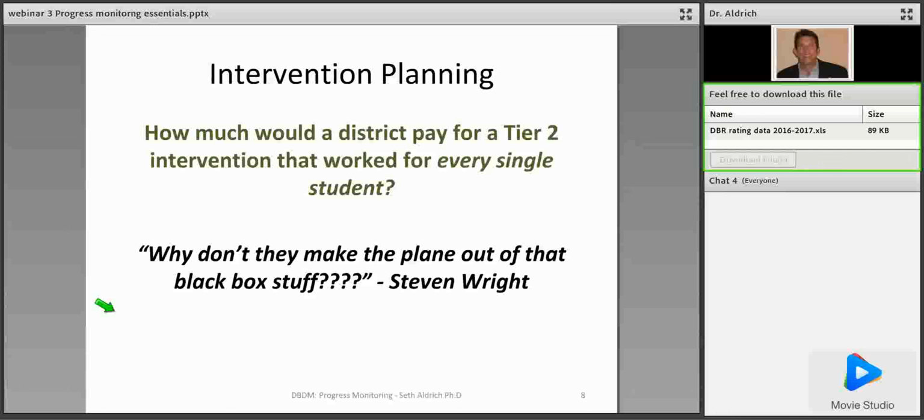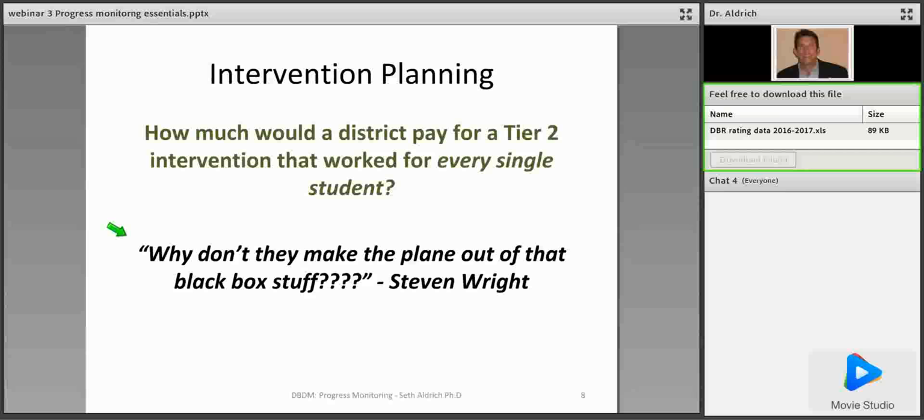Yet sometimes in our practice, schools might have one intervention approach that they pull off the shelf. It's crucial that we have multiple approaches to assisting and supporting students in their learning, whether it's literacy, whether it's math, whether it's behavior, social, emotional, behavioral issues. There's no one approach that works for every student. And I always think of Steven Wright, the comedian. He says, "Why don't they make the plane out of that black box stuff?" There's nothing that works for every single kid.